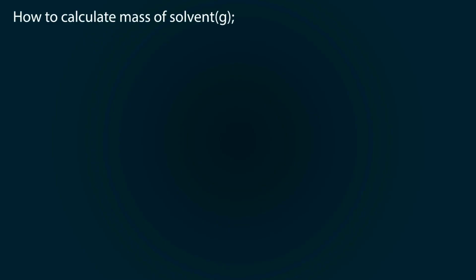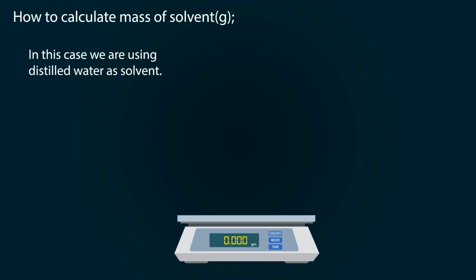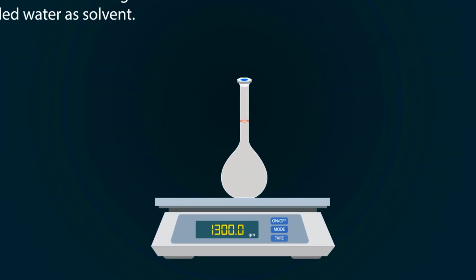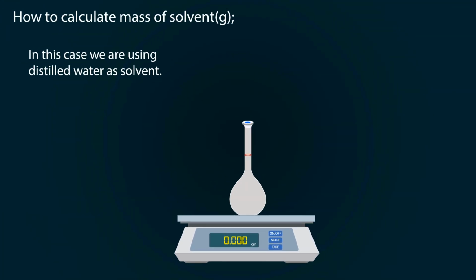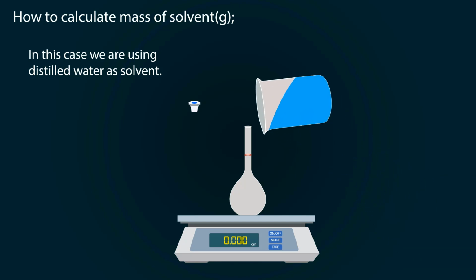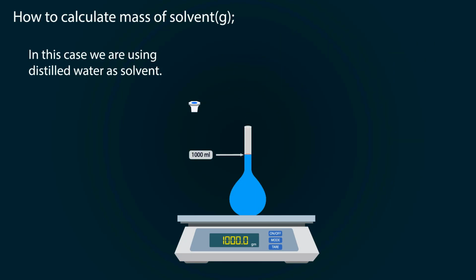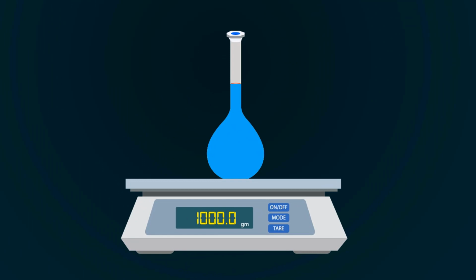So let's find out the mass of solvent. For that, we are using distilled water as a solvent. So take a weight balance and power it on. Now put the volumetric flask on it and tare it. Add distilled water into the volumetric flask with the help of a funnel. Fill the flask up to the 1000 ml mark and we get our mass as 1000 grams.